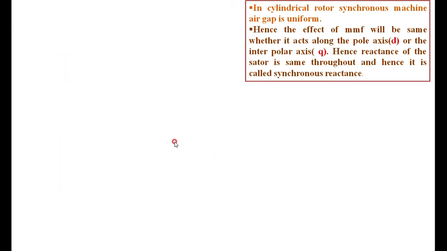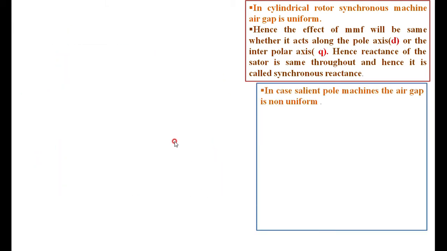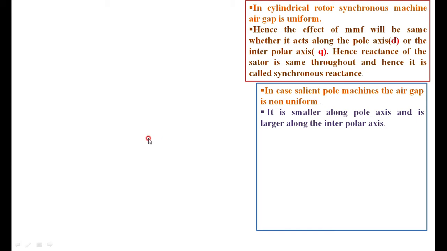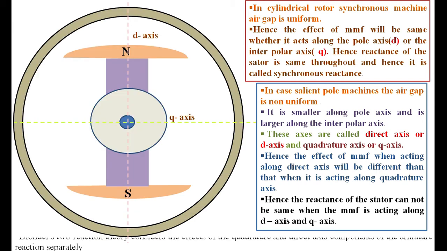But in the case of the salient pole type of machine, the air gap is not uniform along the pole axis, that is the d axis, and the interpolar axis, that is the q axis. Because of this non-uniformity of the air gap, the mmf distribution is not uniform. Along the d axis the air gap is very small, whereas in the interpolar axis the air gap is large. Therefore, the distribution of mmf is not uniform.